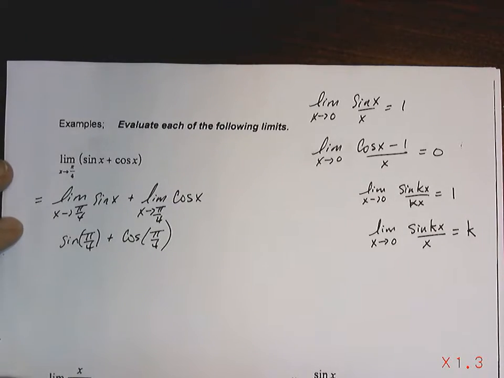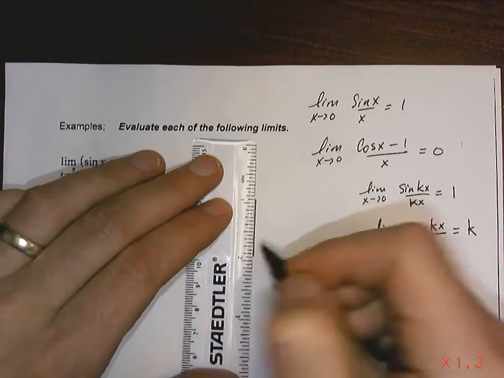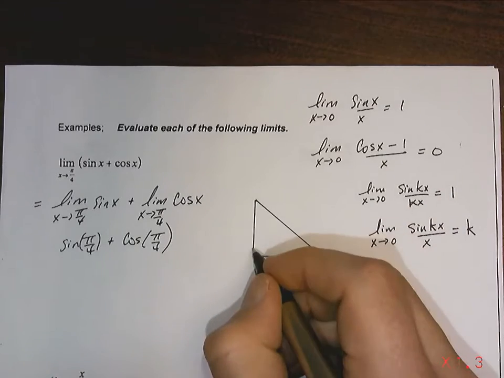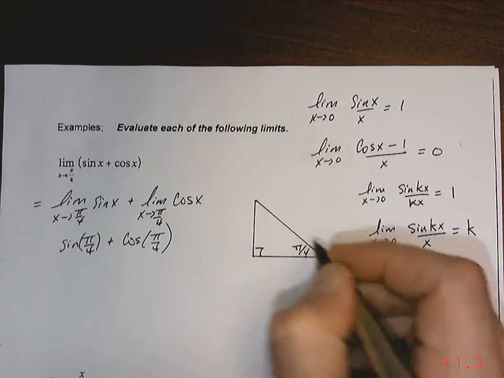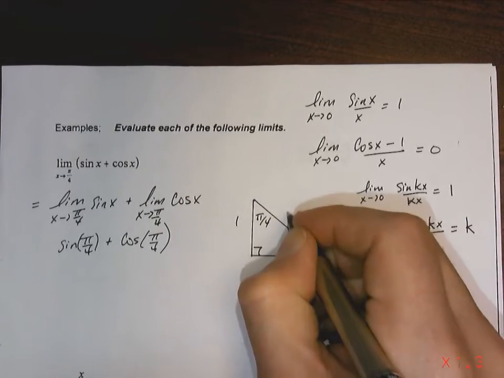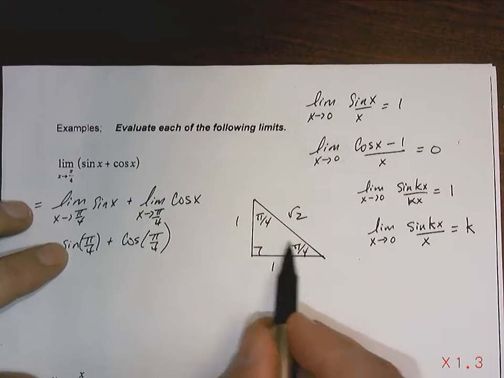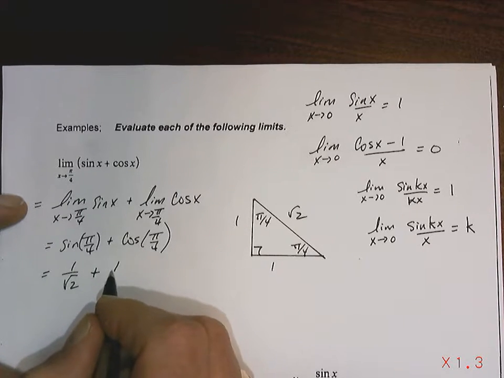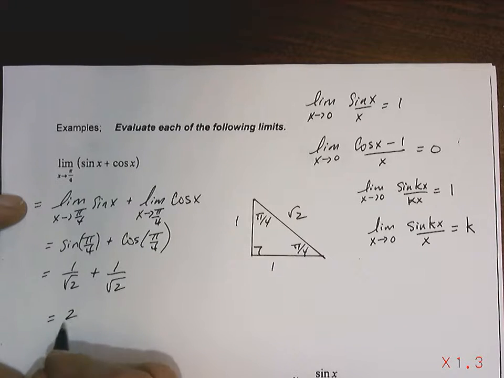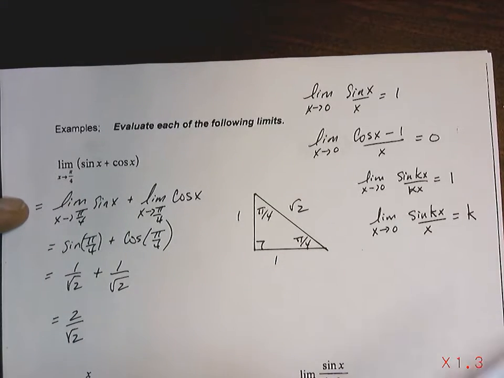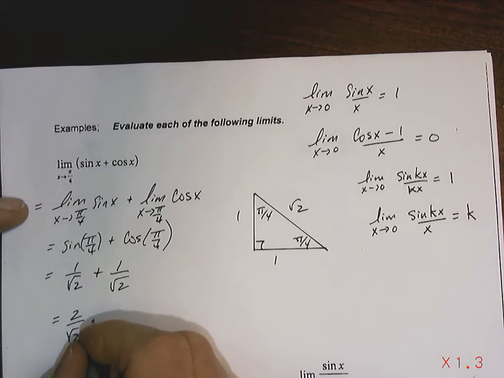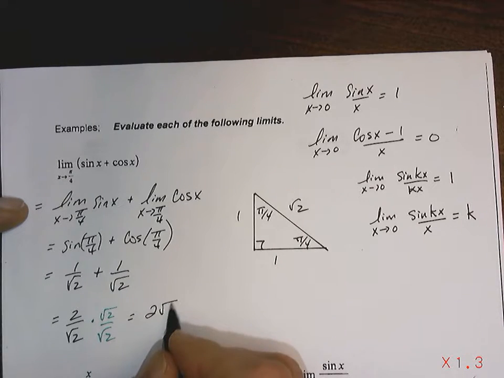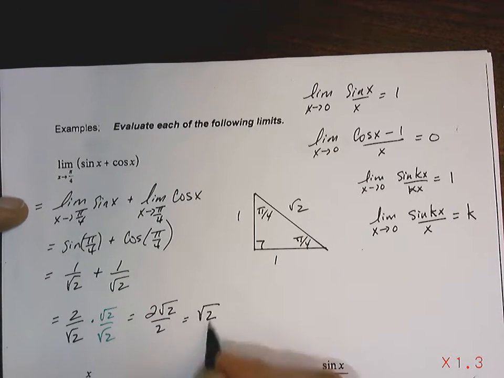Now, we should use special triangles. So off to the side, I'm going to think about special triangles for a minute. Pi by 4 is 45, pi by 4 is 45, 1, 1, root 2. So sine of 45 is opposite over hypotenuse, 1 over root 2. Cos of 45 is adjacent over hypotenuse, so it's 1 over root 2. That's not a bad answer, but if you're looking at the back of the book or anything that's published, they're going to rationalize that. And so your answer is going to be 2 root 2 over 2, which is simply root 2.